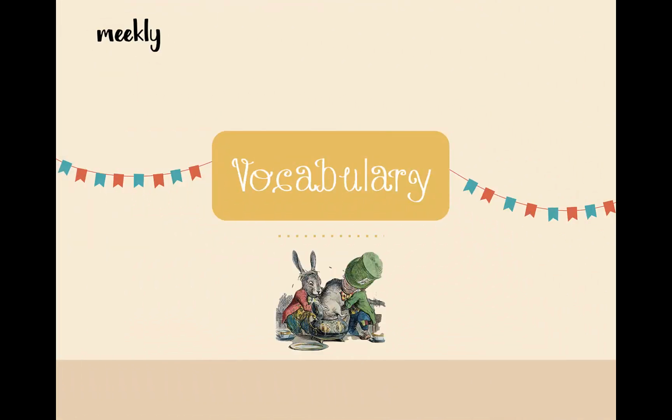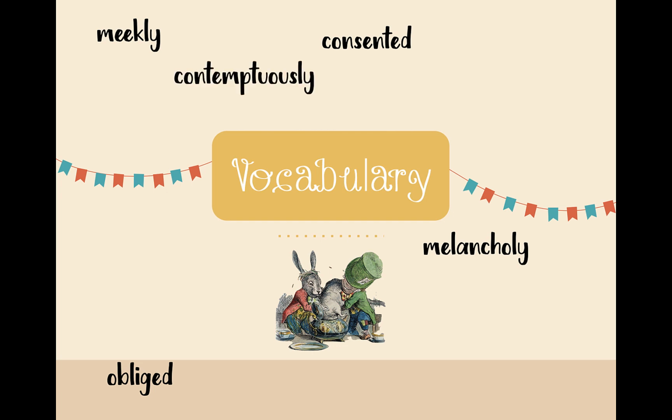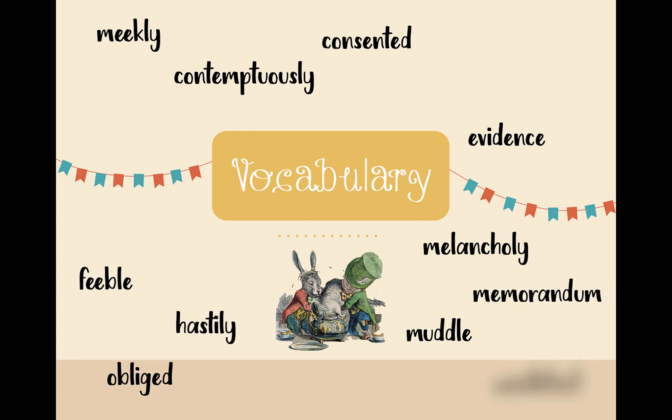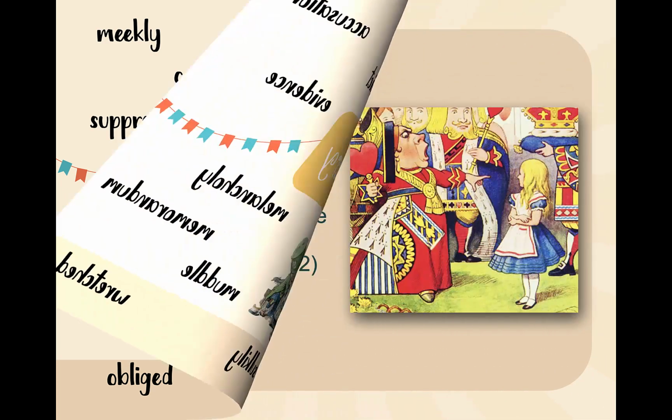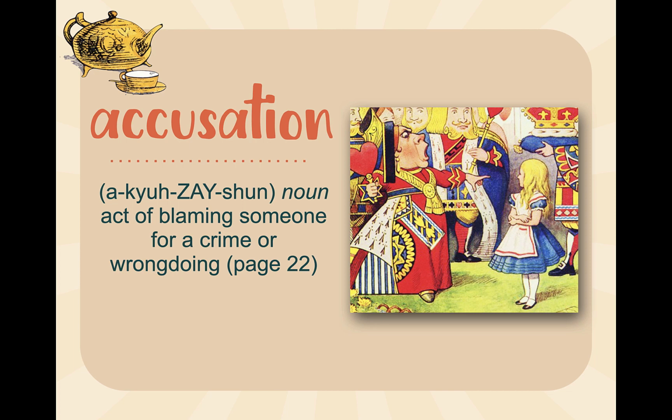Some of the vocabulary you might see will be words like meekly, melancholy, obliged, consented, contemptuously, muddle, evidence, feeble, hastily, memorandum, wretched, sulkily, verdict, suppressed, accusation, and indignantly. Again, you're going to be seeing these vocabulary words throughout the story as you read it. To get started, let's take a look at the first vocabulary word, accusation.